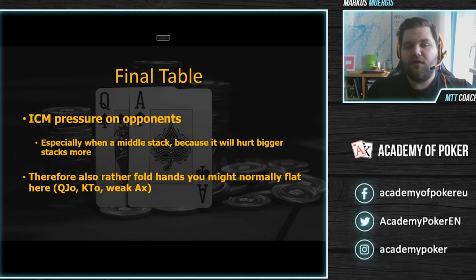And also, when we talked about flatting or jamming, it's also better to then fold hands you would normally flat. So then we talk not only about flatting or jamming, but about flatting or folding. And those, as I said, hands like queen-jack offsuit, king-10 offsuit, even if you have position on the big stack, it's better because of ICM to just fold them right away and get out of tricky situations that might come on the flop or turn.